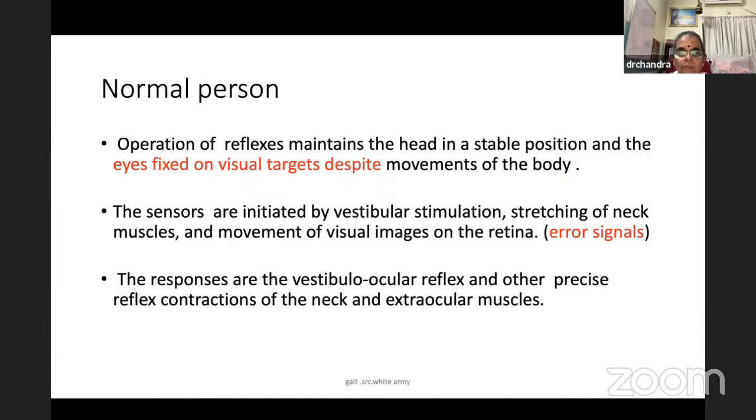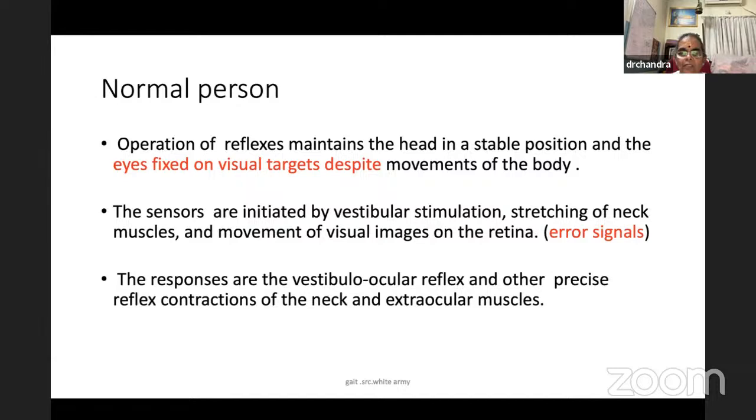So when you are moving, the seen object which was first on the retina moves away. So there is a retinal error signal. The neck is moving, so there is a vestibular error signal. And muscles are alternately moving, so the gamma and the alpha system give differential information regarding the stretch on the intrafusal and the extrafusal fibers. So all this gives information about the position in which the body is moving. The responses are the vestibulo-ocular reflex and other precise reflex contractions of the neck and extraocular muscles.